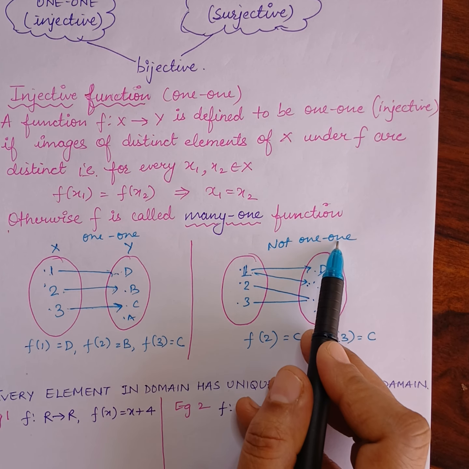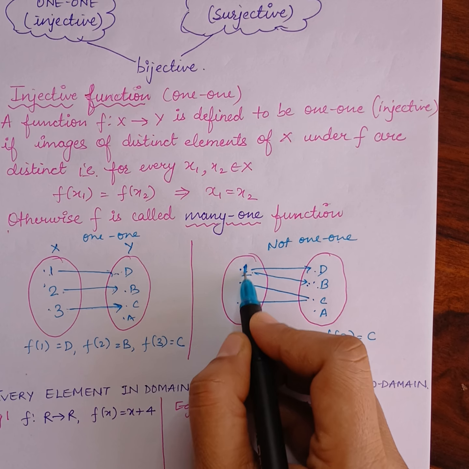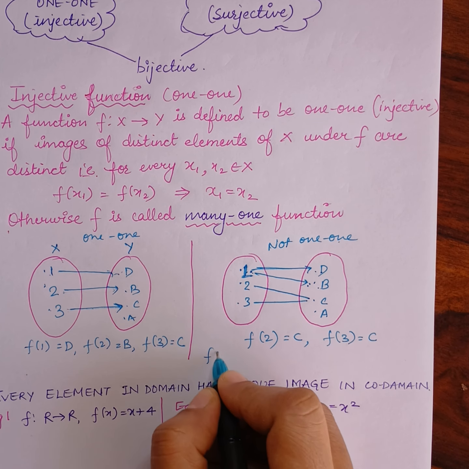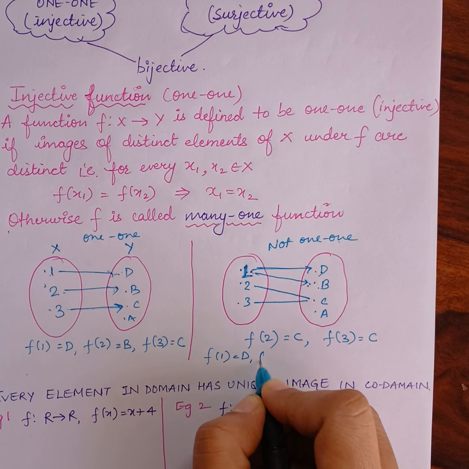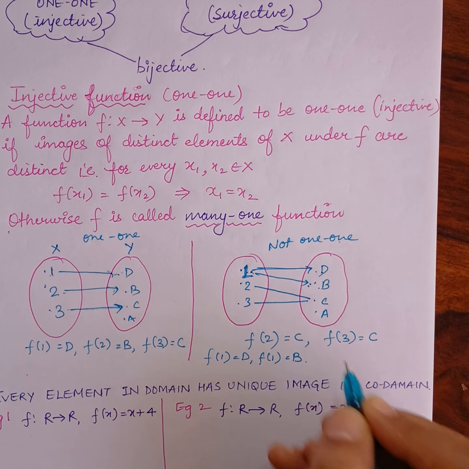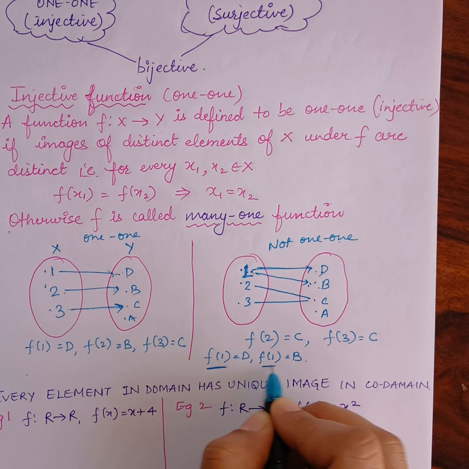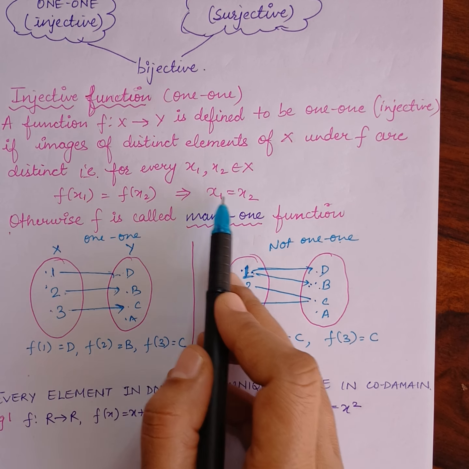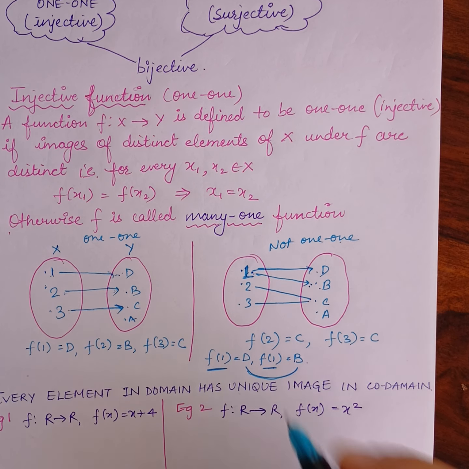But this is not a 1-1 function. Why is it not 1-1? Because 1 is having two images here. f(1) is equal to D and f(1) is equal to B also. We should have these equal, then only I will say that the function is 1-1.